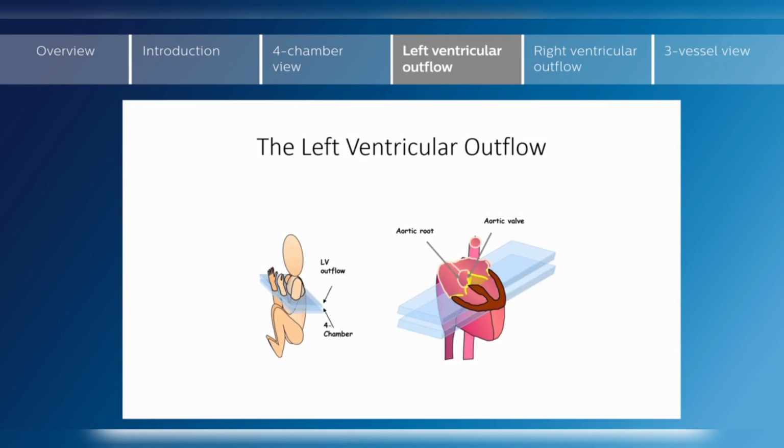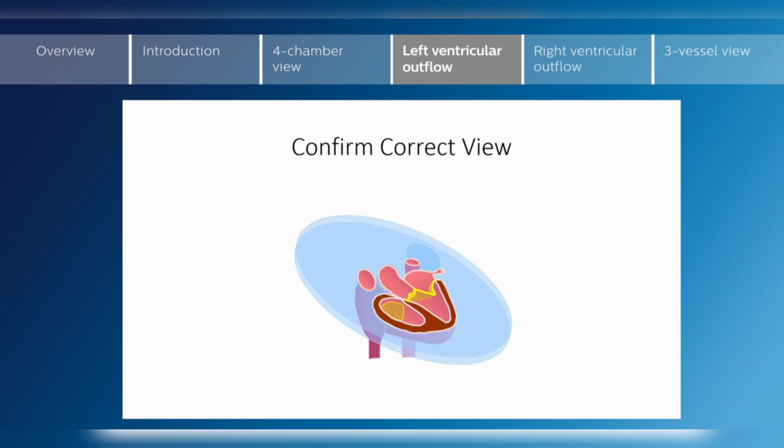As we sweep up towards the left ventricular outflow tract, we are sweeping superiorly from the four-chamber view. And this is done to bring in the left ventricular outflow tract. And we can see in the diagram the aortic valve and the aortic root, which lie above the plane of the four-chamber view, which is shown by the blue planes below. We need to confirm the correct view by seeing the aorta as it leaves the left ventricle of the heart. We are making a very slight angulation upwards and slightly obliquely to bring in this view.